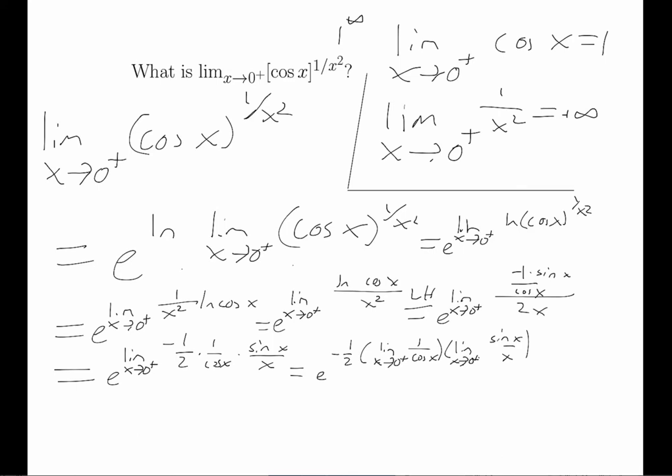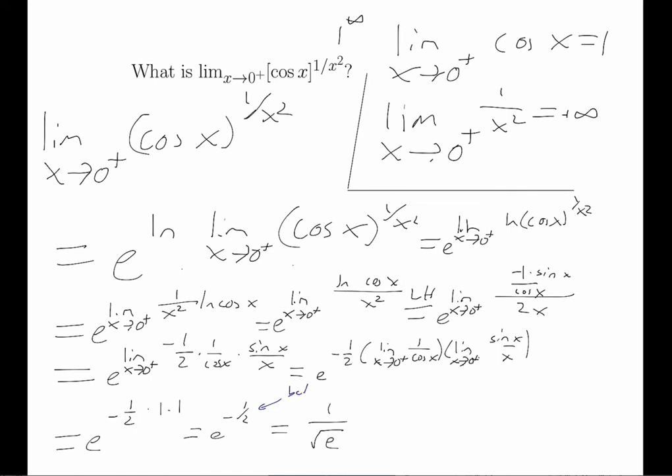Sine x over x is a limit we're supposed to recognize. That could easily mean that you have the value written down somewhere, but you want to recognize sine x over x as x goes to 0. That's a limit you know. It's equal to 1. So this is e to the negative a half times 1 times 1, and that's equal to e to the negative 1/2.